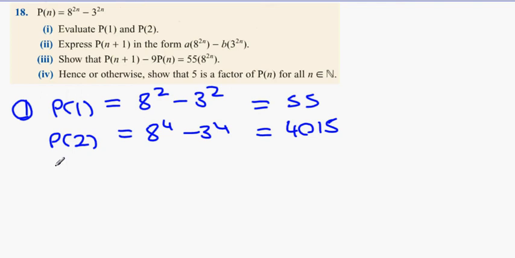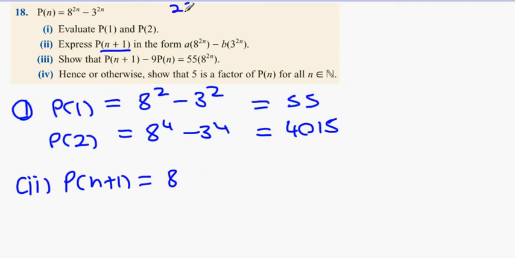Okay, now part 2. Express P of n plus 1 in the form a into 8 to the power 2n minus b by 3 to the power 2n. So P of n plus 1 ends up to be, replace, so it's going to be 8.